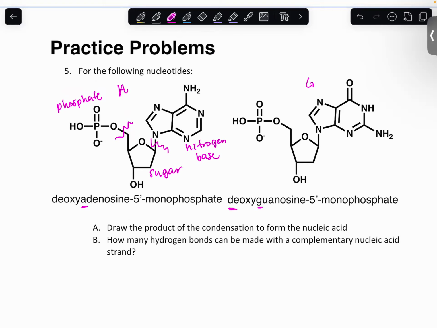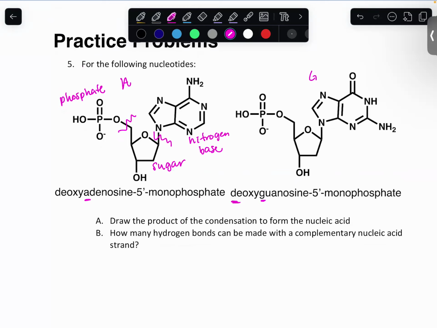But anyway, draw the product of the condensation to form the nucleic acid. How will we connect these two pieces? What's our connecting link? Where does what attach? Yes, exactly. So we'll redraw.